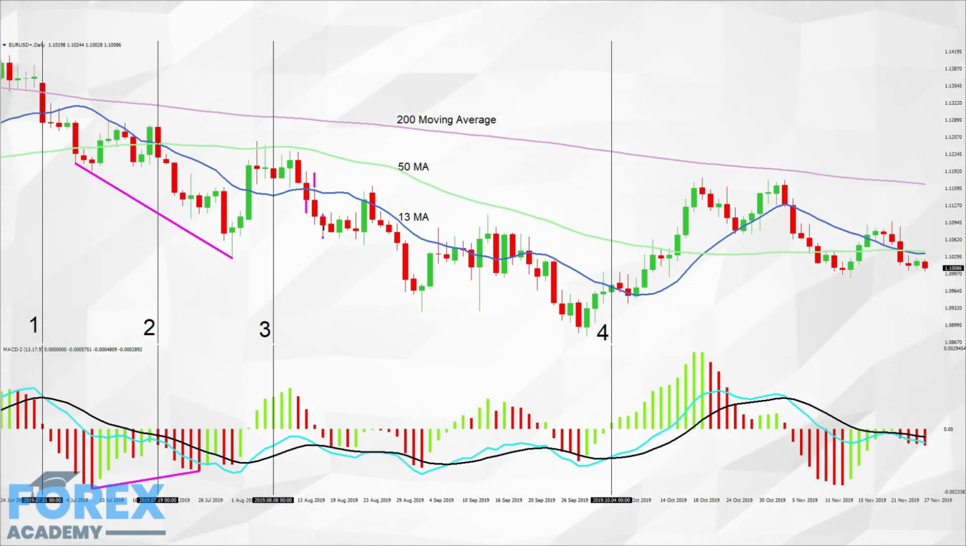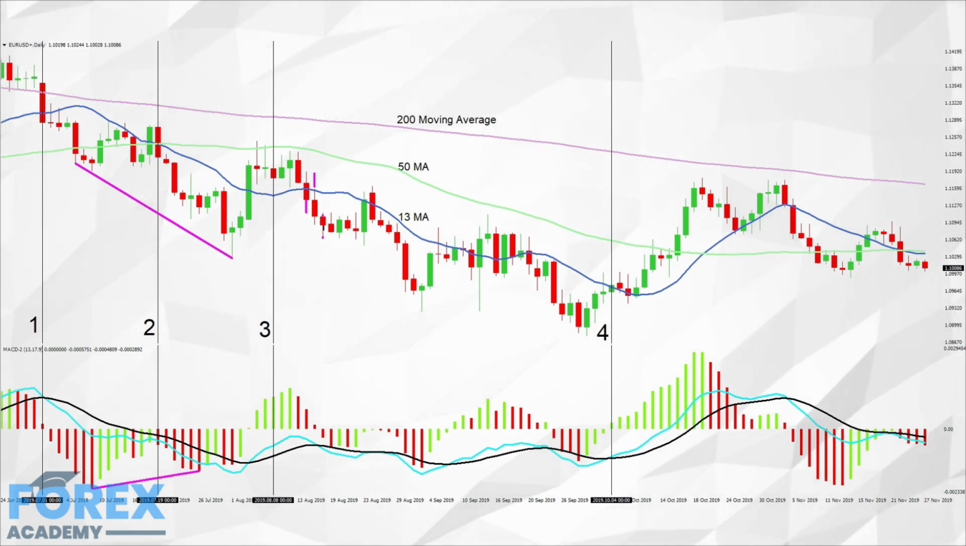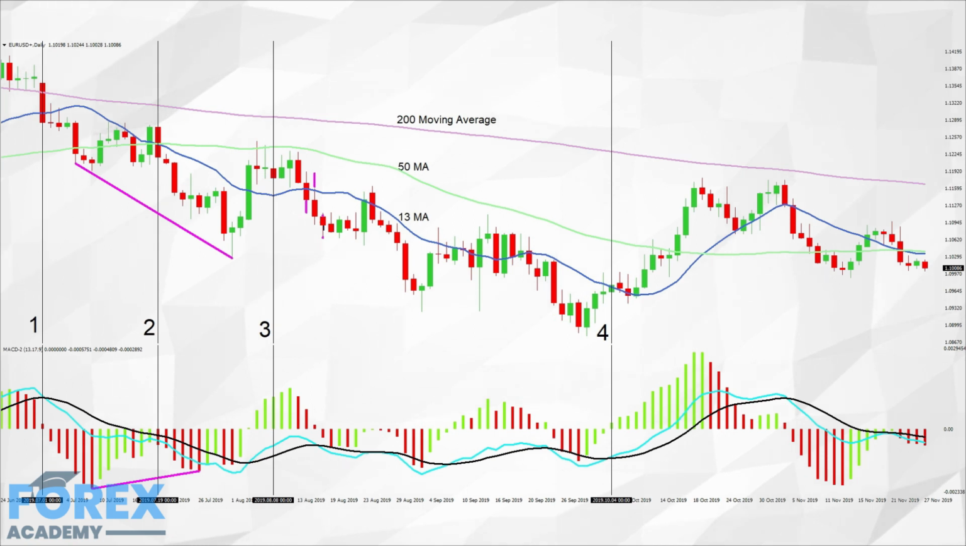The 50 MA then acts as an area of resistance, with the peak of the histogram forming an arc and where the moving averages are below the 0 axis. This tells traders that price action is still bearish. At position 4, the moving averages have crossed over and are moving higher, and the histogram is moving upwards to and above the 0 axis. Price action then climbs above the 13 and 50 period moving averages.